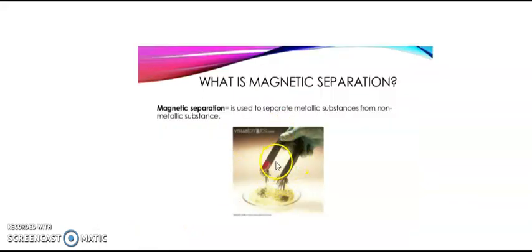And we can use magnetic separation to separate a metallic substance, the powder. You can see we have powder here, a metallic substance, separated from the non-metallic substance, as you see in this figure.